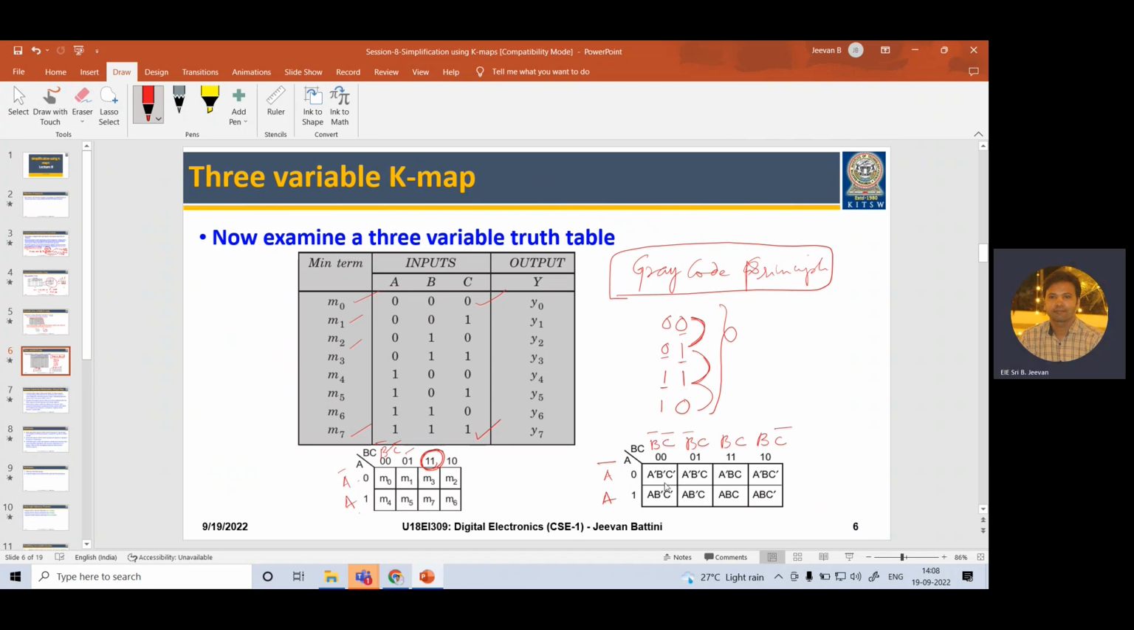So what does this cell correspond to? A bar, B bar, C bar. That is what is written. Similarly, A bar, B bar, C. And this one is A bar, B, C. Right? This is how we write the product terms of each cell. But you have to remember it follows the gray code principle.